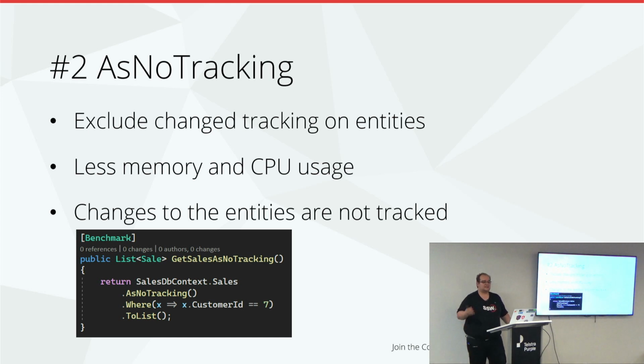Now, the next one is AsNoTracking. And what AsNoTracking gives you is it excludes the change tracking on entities. What that means in a nutshell is it lessens the memory consumption and it lessens your CPU consumption, but what you lose is the change tracking. So for instance here, I have AsNoTracking. So when these entities are returned from this method, when you make any modification to them, EF Core will be oblivious. It will not know that any changes were made to those entities.